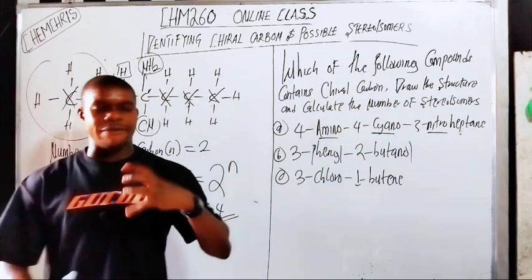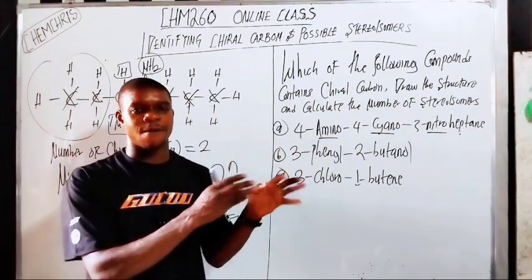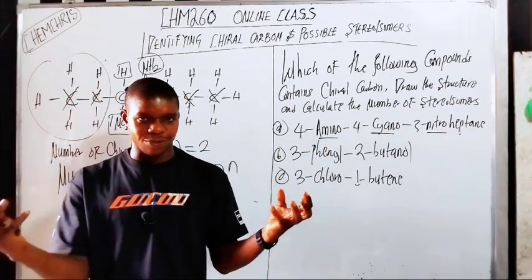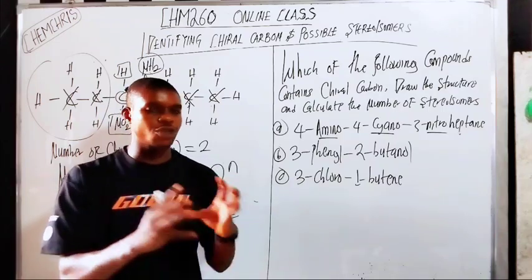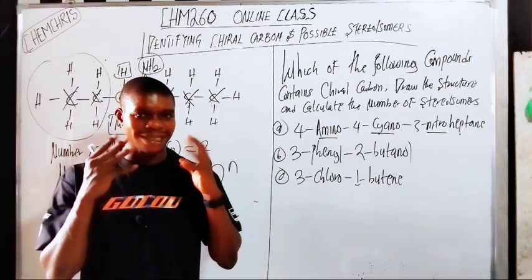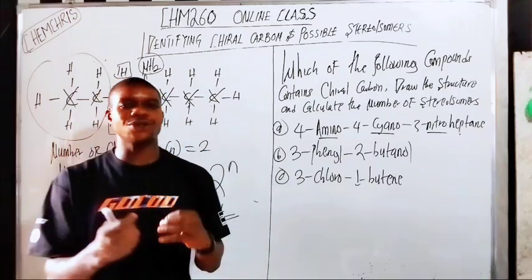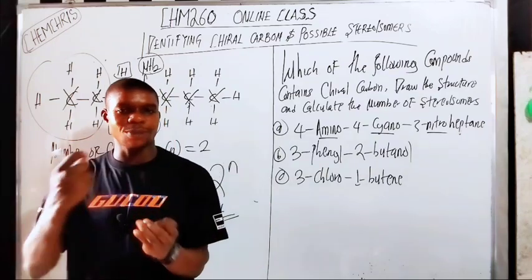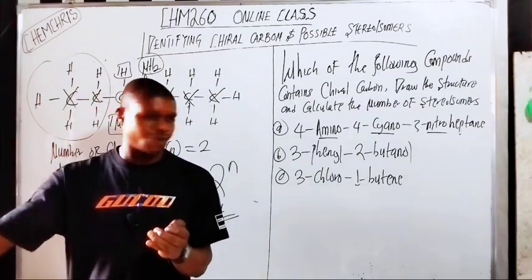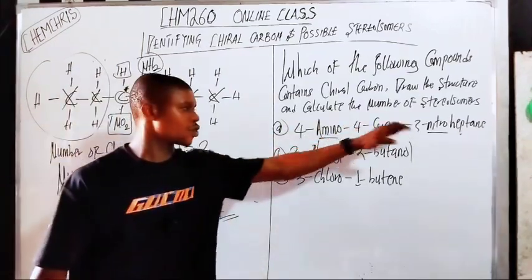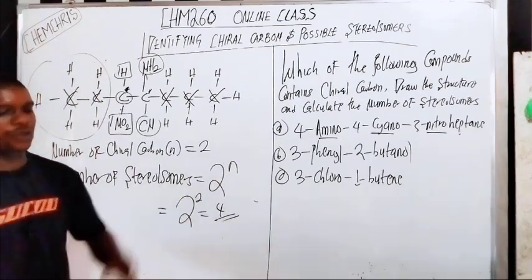Now, I'm not going to teach you how to draw isomers or enantiomers. I'm not going to show you that one in this class. I'm only teaching you how to identify a chiral center and how to get the number of possible stereoisomers. Do you understand? So that is it for this one. Here I have 4 possible stereoisomers.